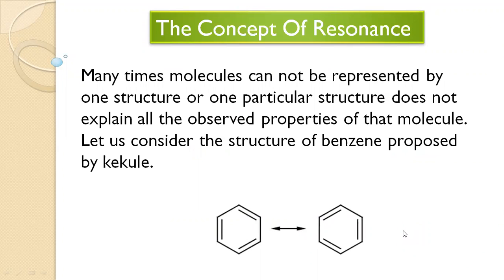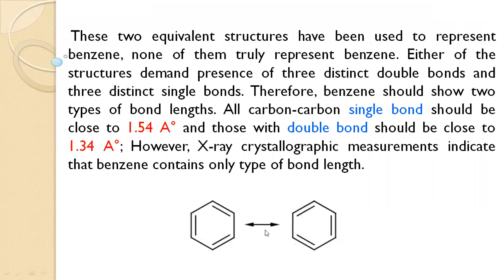Many times the molecule cannot be represented by one structure, or one particular structure does not explain all the observed properties of that molecule. See the example of benzene, the structure of benzene proposed by Kekulé. According to this, the double bond is between carbon number 1 and 2, and after that carbon number 3 and 4. So like that, alternate double bonds and single bonds are present. According to Kekulé, this is the structure for benzene.